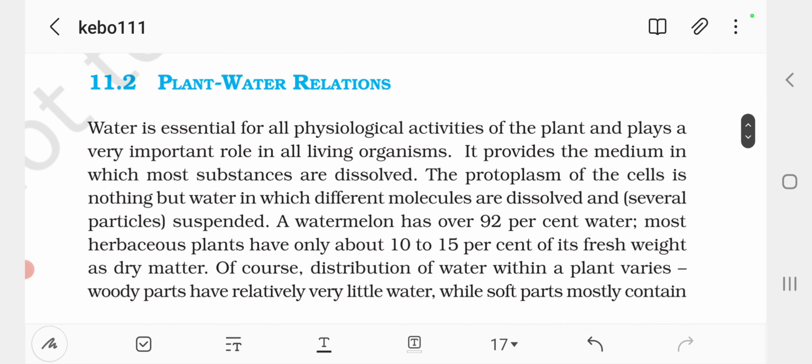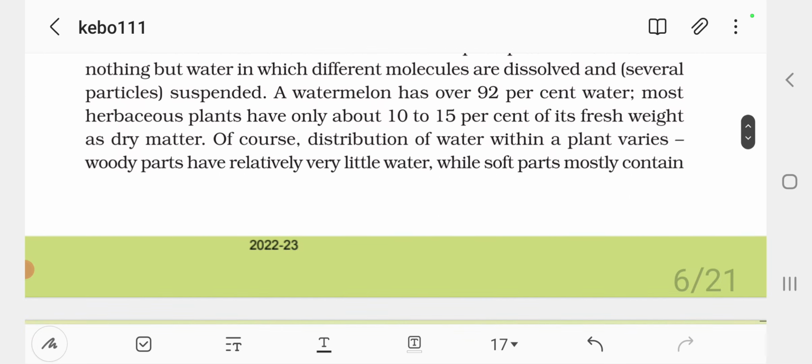11.2 Plant-water relations. Water is essential for all physiological activities of plants and plays a very important role in all living organisms. It provides the medium in which most substances are dissolved. The protoplasm of the cell is nothing but the water in which different molecules are dissolved and several particles suspended. A watermelon has over 92% water. Most herbaceous plants have only about 10 to 15% of their fresh weight as dry matter.